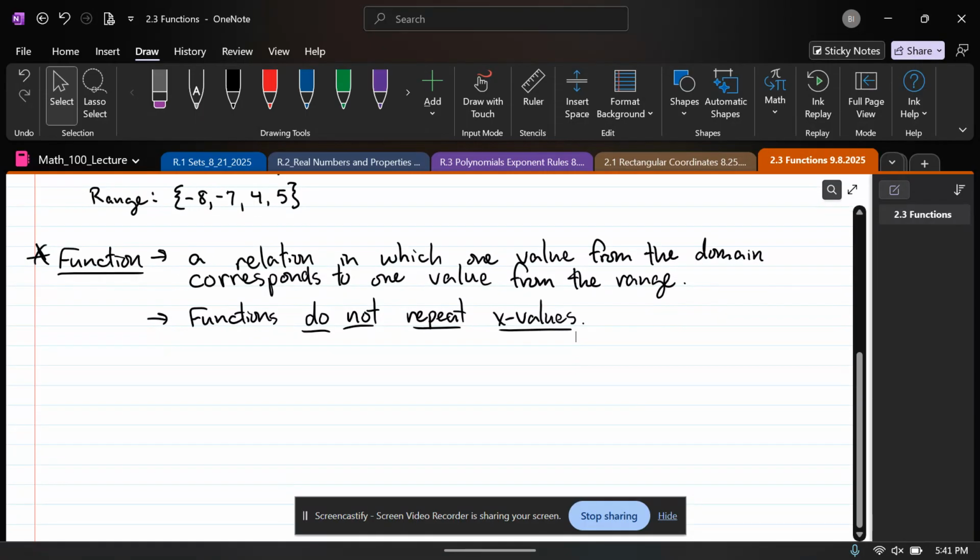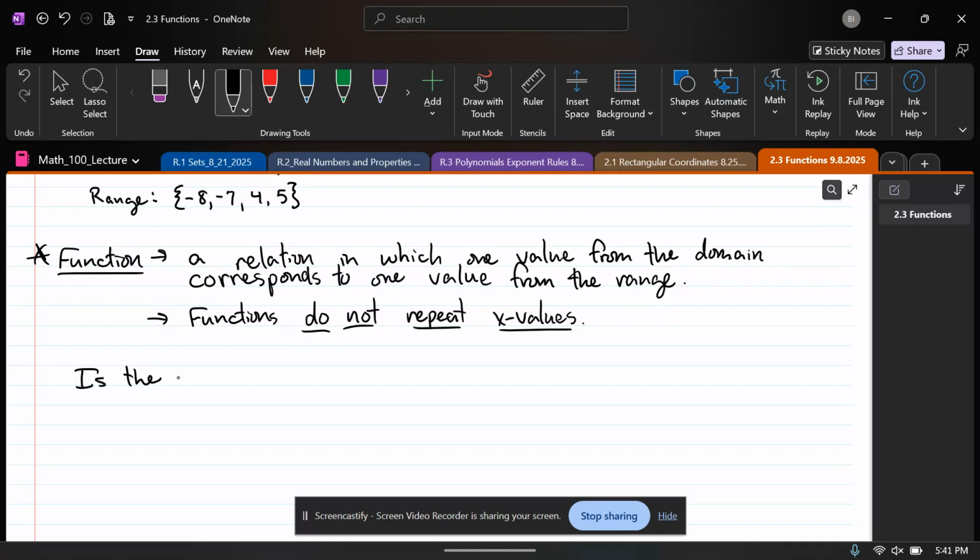So let's play a little game. Let's look at a relation and decide is it a function or not, and then tell its domain and range if it is. Okay. So, is the relation a function?